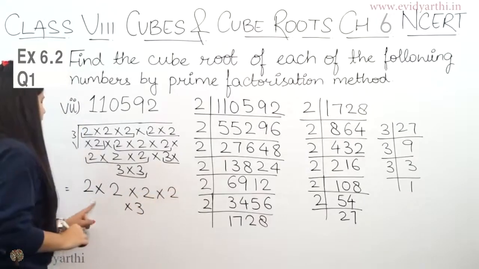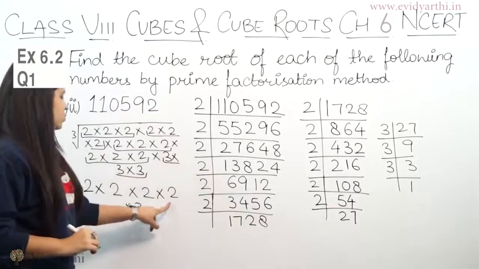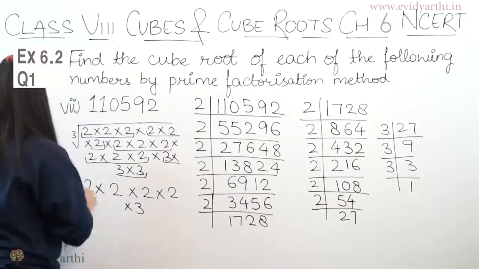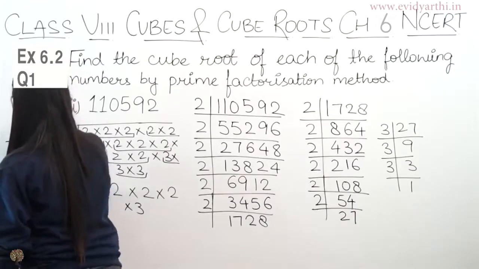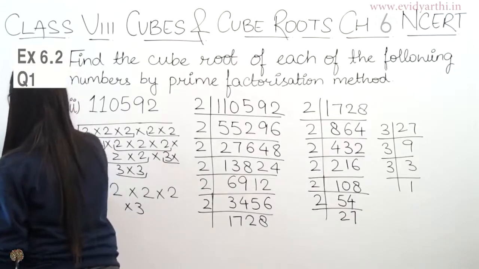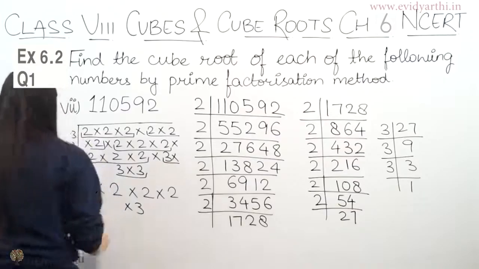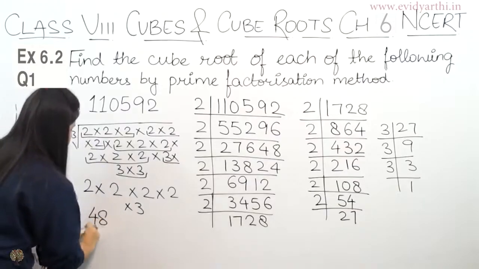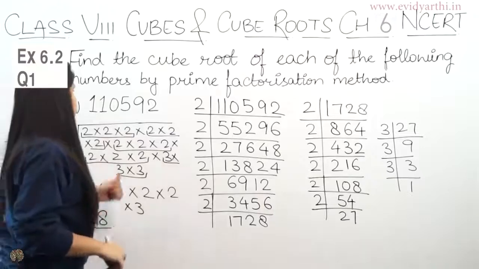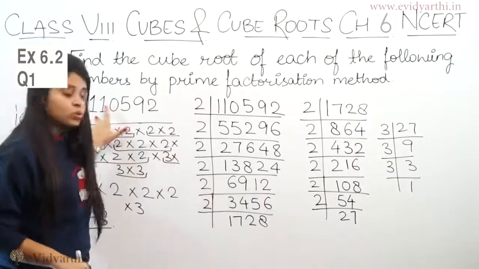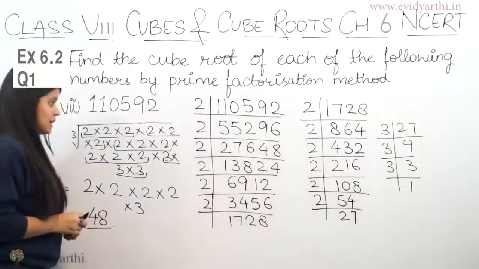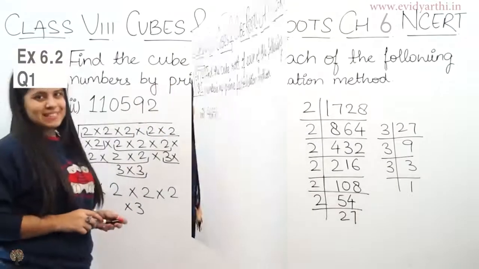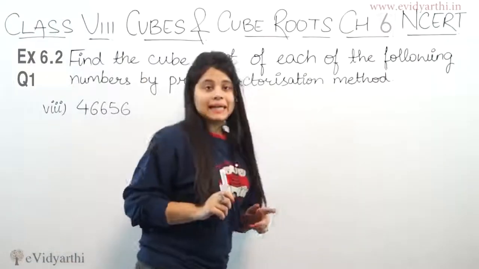So now let's multiply. 2 2s are 4, 4 2s are 8, 8 2s are 16. Now 16 multiply by 3. 6 3s are 18, 3 1s are 3 plus 1, 4. So this is equal to 48. So the cube root of 110592 is 48. So this was part number 7. Now let's come to the next part. So now coming to the 8th part.